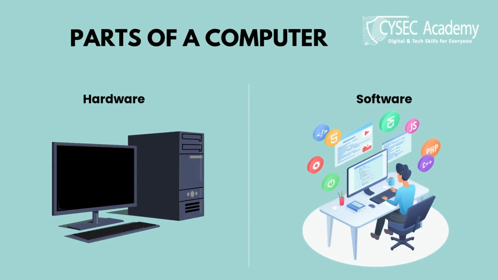Parts of a computer. A computer is made up of the hardware part and the software part. Think of hardware as your body and software as your brain, both need to work together. A computer is made up of two major parts. 1. Hardware. The physical parts of a computer that you can see and touch. Examples: keyboard, mouse, monitor, CPU. 2. Software. The set of instructions or programs that tell the computer what to do. Examples: Microsoft Word, web browsers, operating systems like Windows.